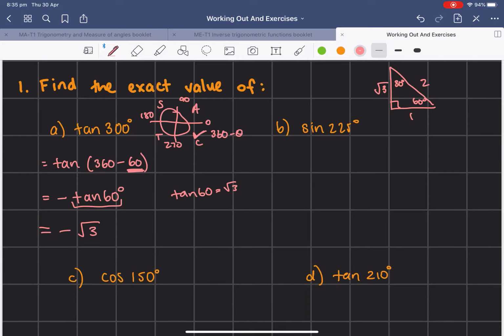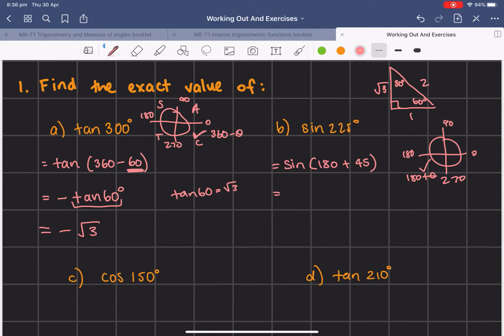Let's try the next example. Sine 225. So again, I'm going to draw my unit circle, 225, 0, 90, 180, 270. So 225 is in this quadrant here. Okay, in this quadrant, we find the angle by doing 180 plus theta. So I need to rewrite this as sine 180 plus something. So I need to work out what do I need to add to 180 to get 225, and it's going to be 45.